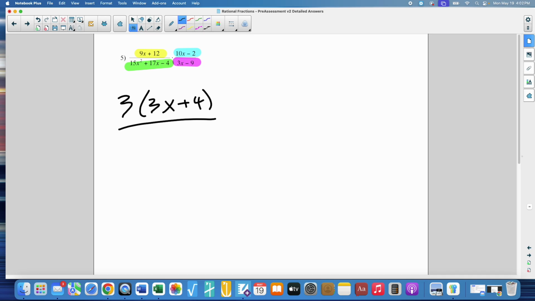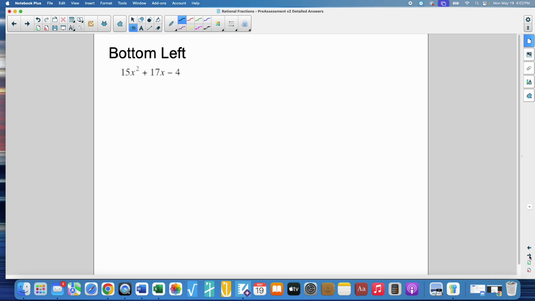Awesome. And now we're going to create a new space for the bottom left. Bottom left, 3 terms. Is there a common factor? Is it in standard form? Is the first term negative? No, no, no. Not a special case, it's not a binomial square. So we're going to do a times c. 15 times negative 4 is negative 60.